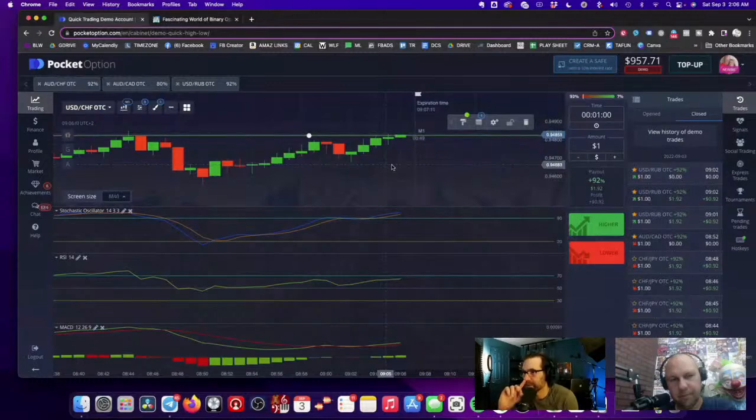MACD's in perfect position. Stochastic's in perfect position. There, it's blown through. If it continues this direction, then yeah, I would start surfing it. Is this cool? Because it could turn. It'll tell us in the next candle, I believe.